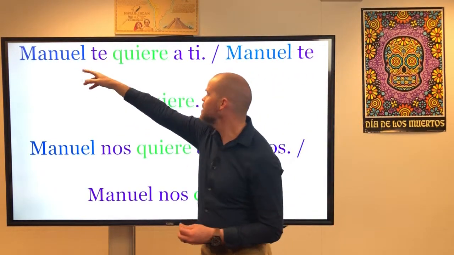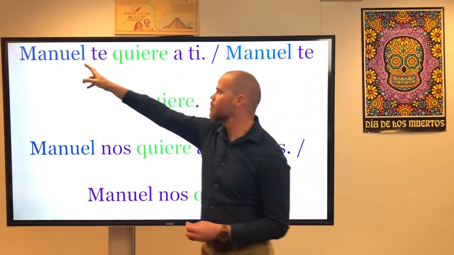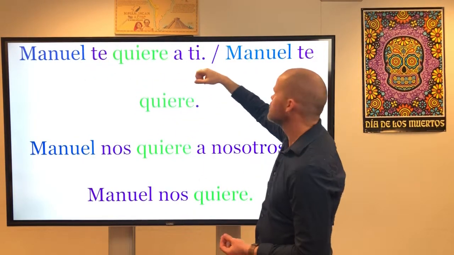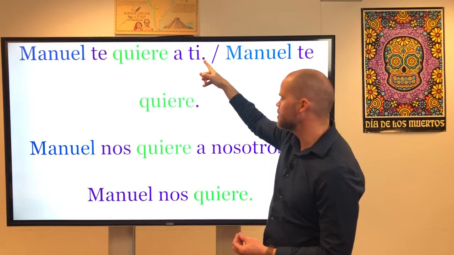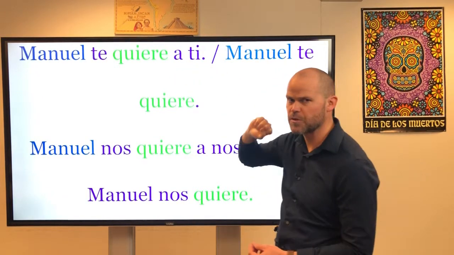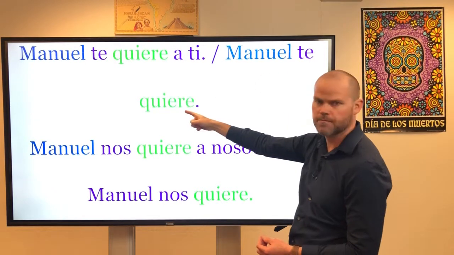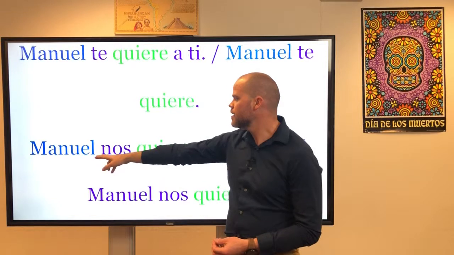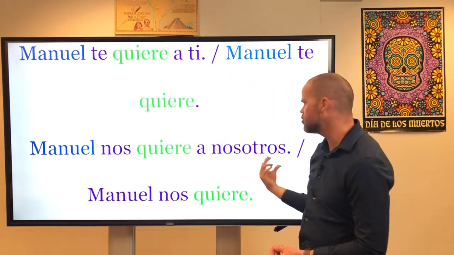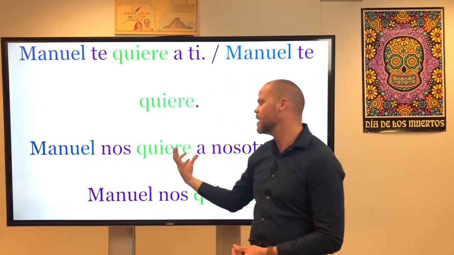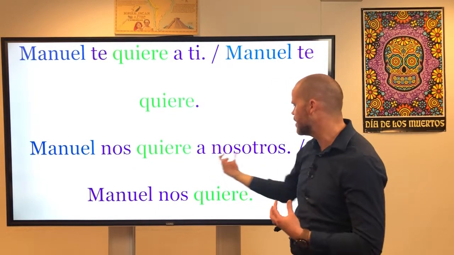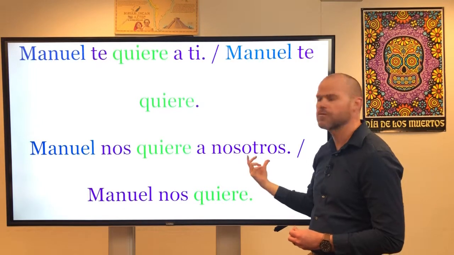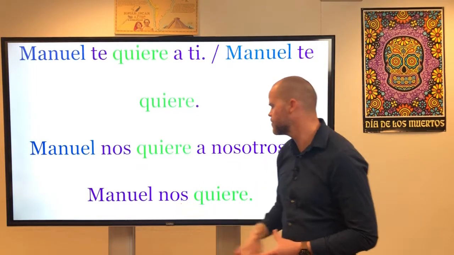Manuel te quiere a ti. Manuel loves you or likes you. So a ti is going to be replaced with te. That's our indirect object pronoun, and it's going to be Manuel te quiere. He loves you, or he likes you. Here we have Manuel nos quiere a nosotros. Manuel loves or Manuel likes us. A nosotros, that would be us. So that's going to be Manuel nos quiere. So a nosotros is going to be replaced with nos.